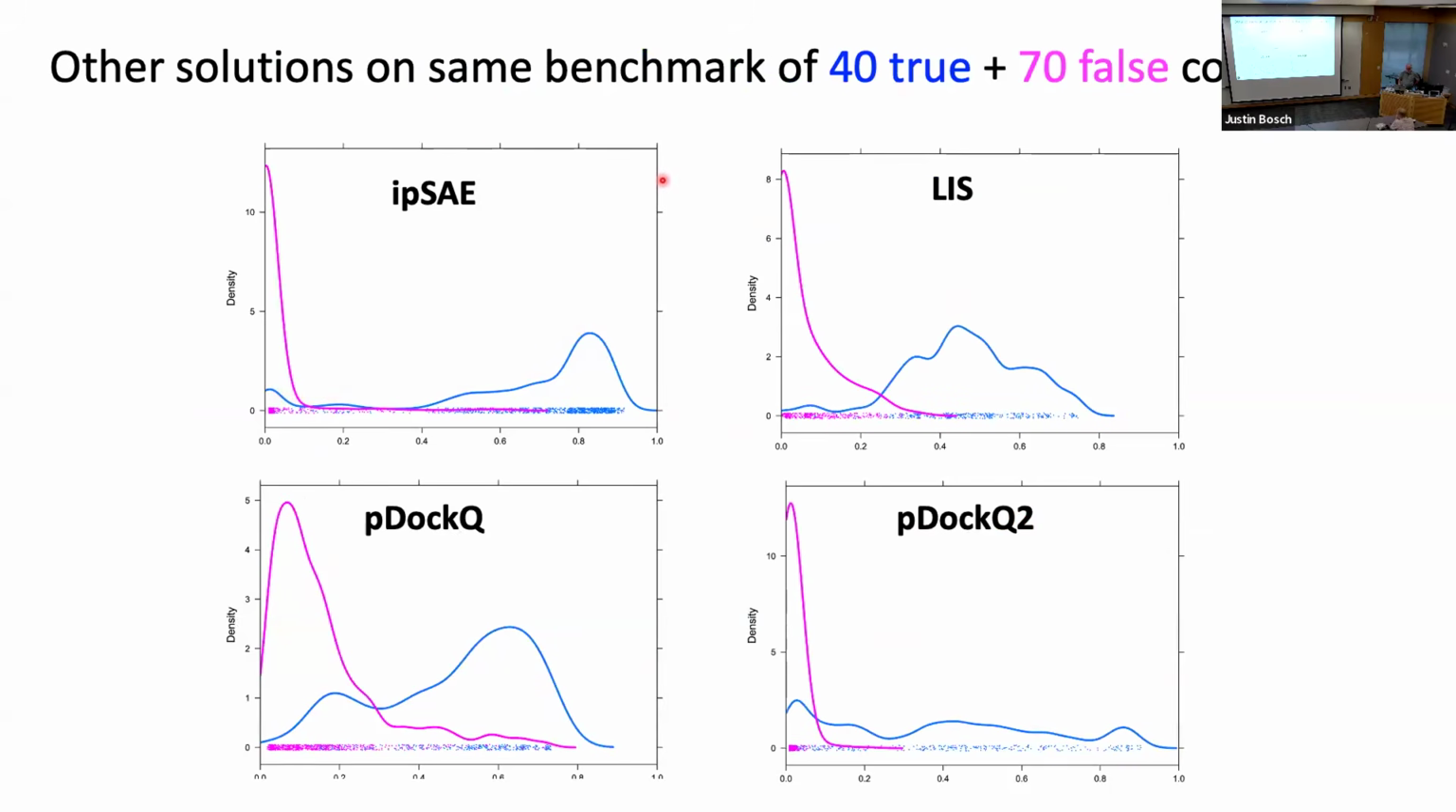So if we do that same benchmark on ipSAE and LIS, pQ and pQ2, there's a lot of overlap between the true interactors and the false ones. With LIS, there's less, and with ipSAE, I think there's somewhat less than there is in LIS, but it's not a big difference. So these two scores I think are pretty good. These other scores are, I think, actually pretty poor most of the time.